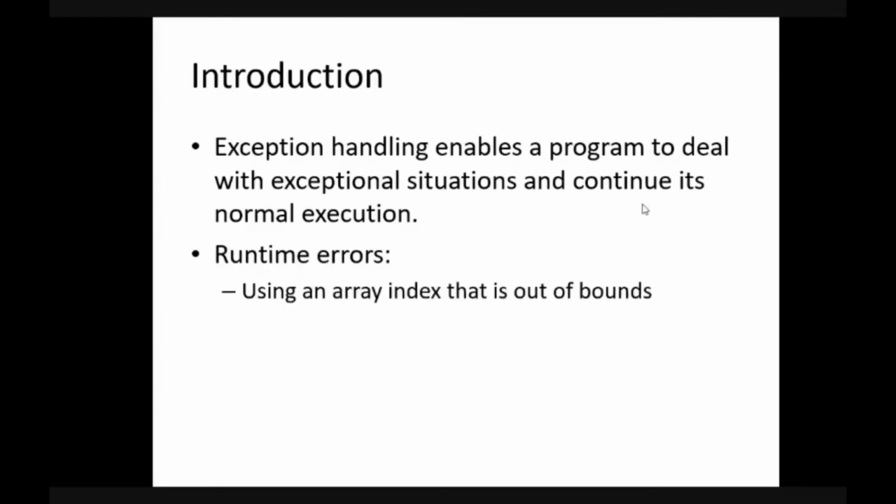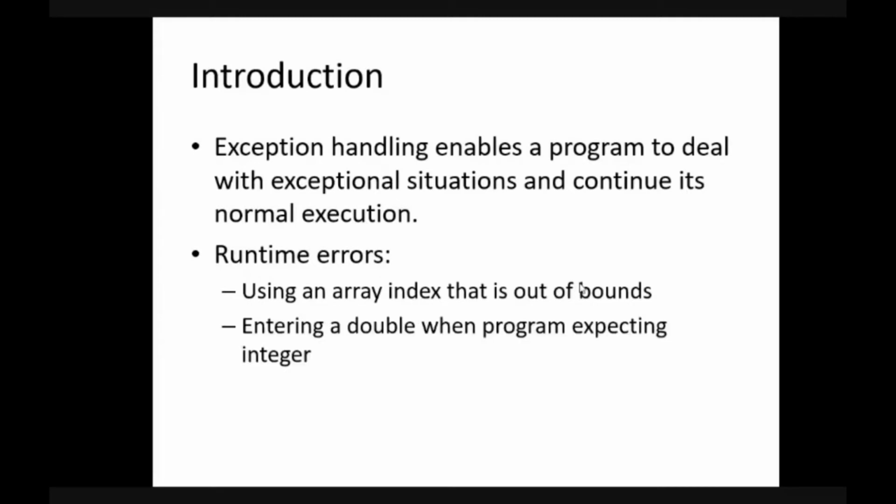So runtime errors, if you remember: using an array index that is out of bounds. This is one exception. Imagine there is an array with 10 elements, and you are looking for the 11th element. This is a runtime error. Entering a double when the program is expecting an integer or string. Dividing by 0. These are runtime errors, exceptional situations, and Java is going to handle these exceptions and give us error messages. It's going to stop the program, terminate it, and then give us our error message.